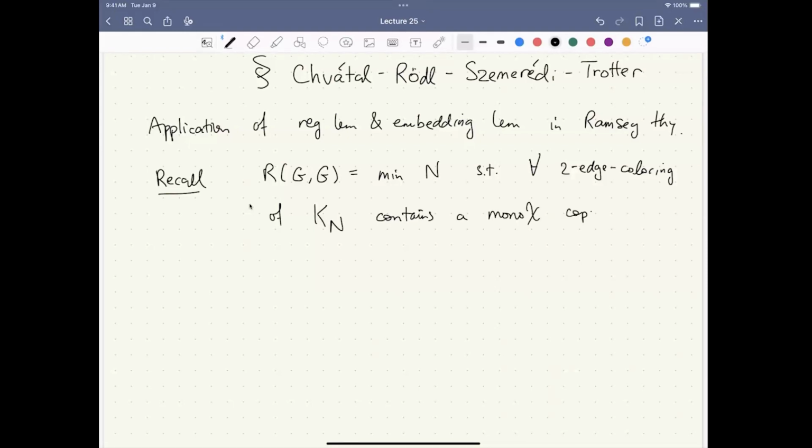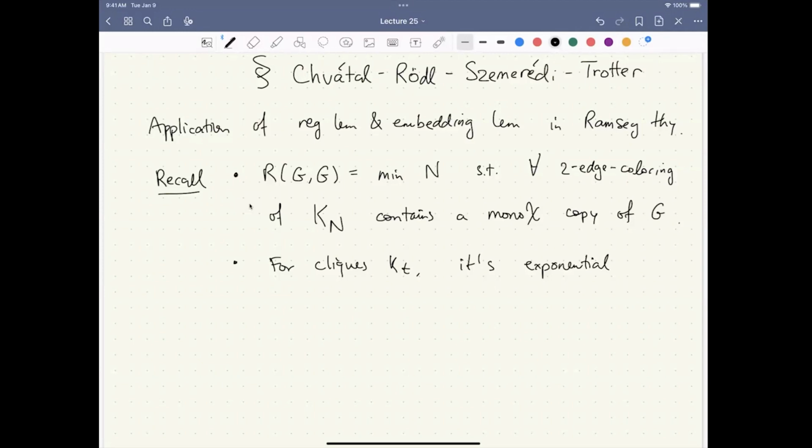Monochromatic copy of G. Okay, and recall the Ramsey number for cliques K_t, it's exponential in the order of the graph.